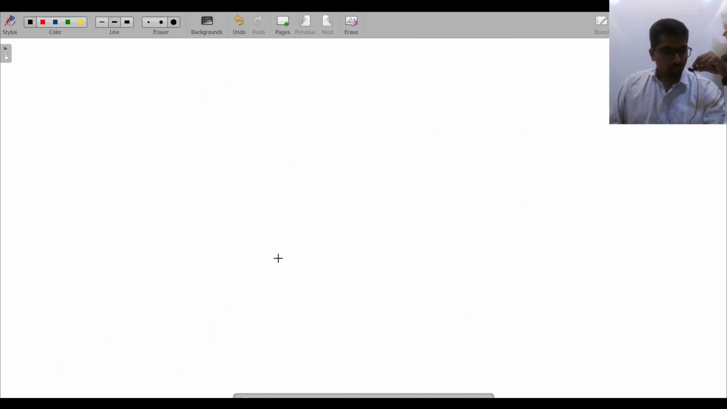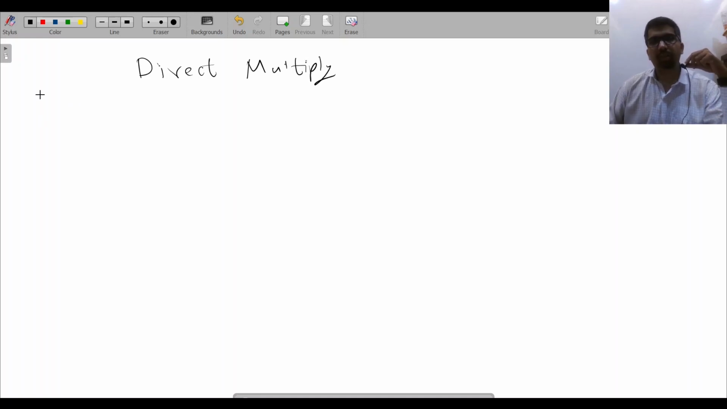The next type of concept is called direct multiply. I will write it down. I have only given this name. Suppose the question is 6% increase. Then you have to multiply by 1.06 with whatever is the value.